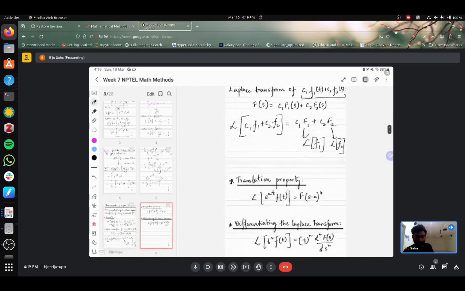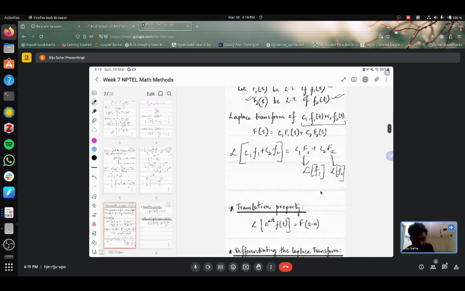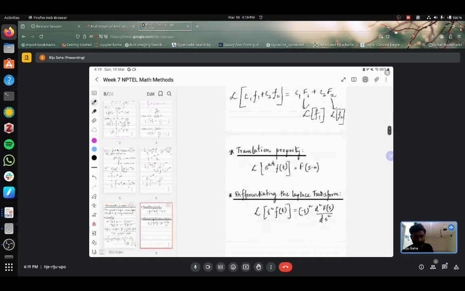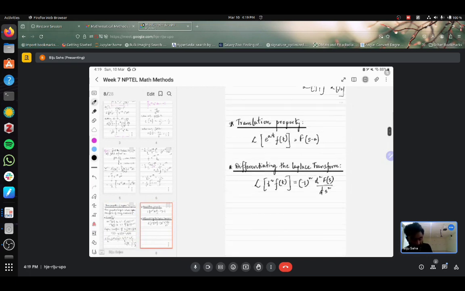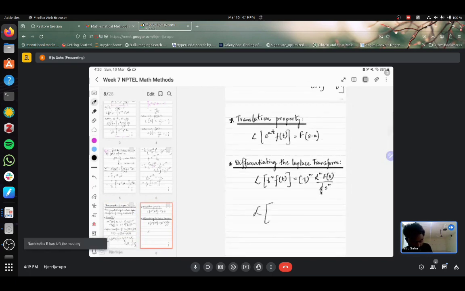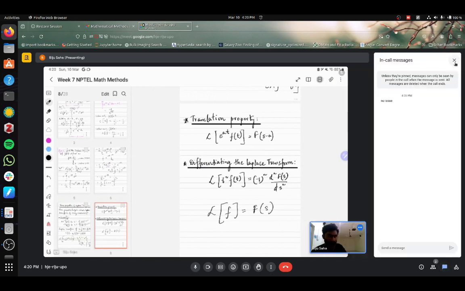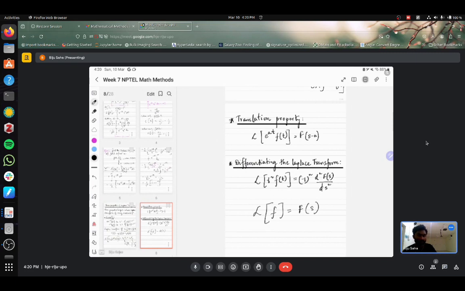So that was one property, about linearity. The next property is the translation property. Translation property means that suppose you know the Laplace transform of a given function f. Suppose the Laplace transform of a given function f is known to be capital F of s.